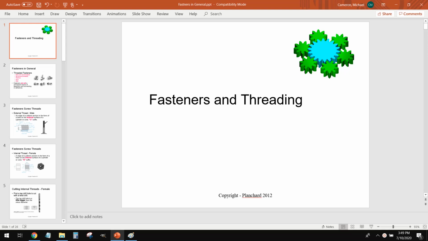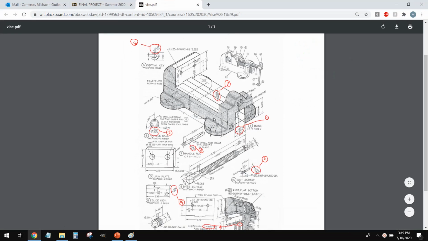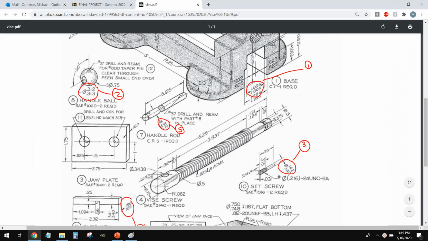And what we're going to be talking about today is fasteners and threading and how that works with SolidWorks. So, if we look at our final project, we have quite a bit of threading on here, and we haven't gone over how to do any of that.